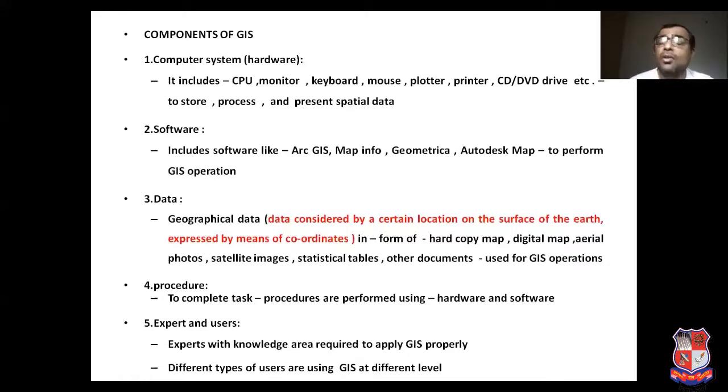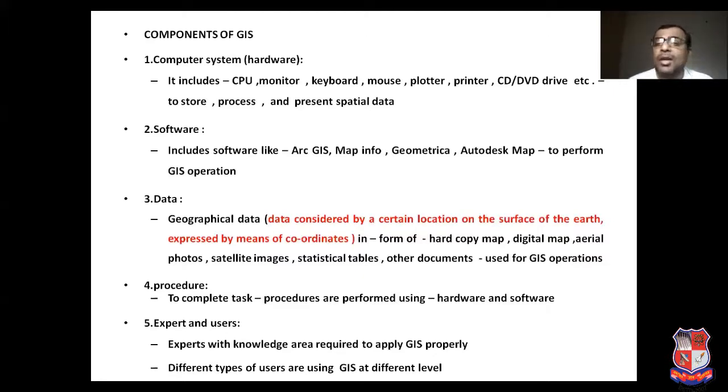The second thing is computer software, or simply software. Various software is available in the market, like ArcGIS, MapInfo, Geomatica, Autodesk Map. All of these are readily available in the market. Some open source software is also available, like QGIS. These software are used to perform the GIS operations.